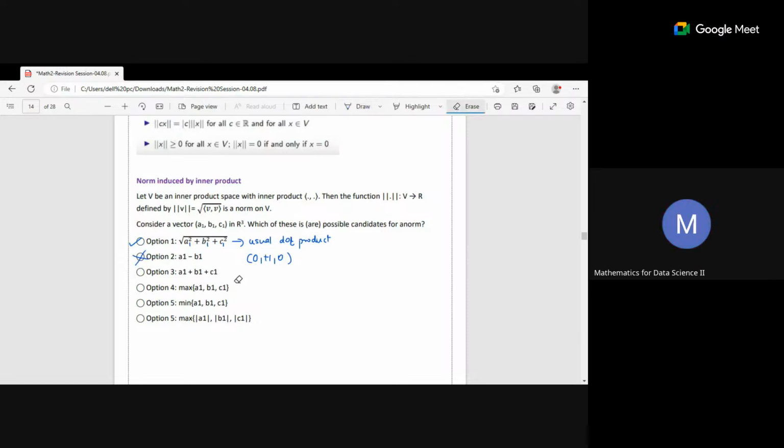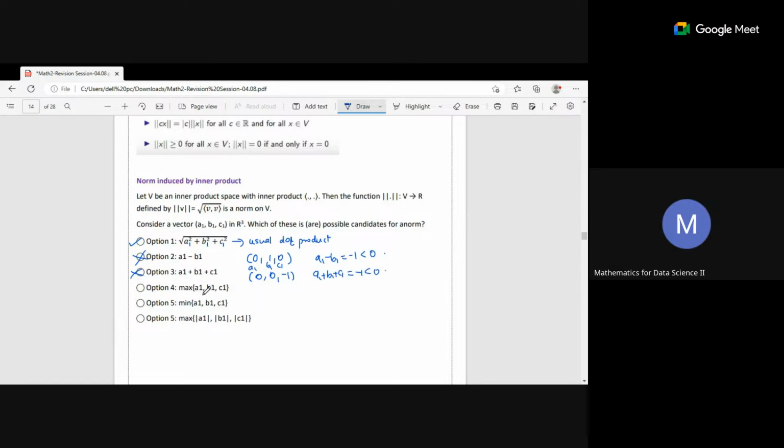What about this one? How A1 minus B1 works? This is your A1, B1 and C1. What is A1 minus B1 then? Okay, minus 1. It is not satisfying this condition. What about option 3? Suppose you are having something like this. Then what is A1 plus B1 plus C1? Minus 1. Again, it is not satisfying positivity.